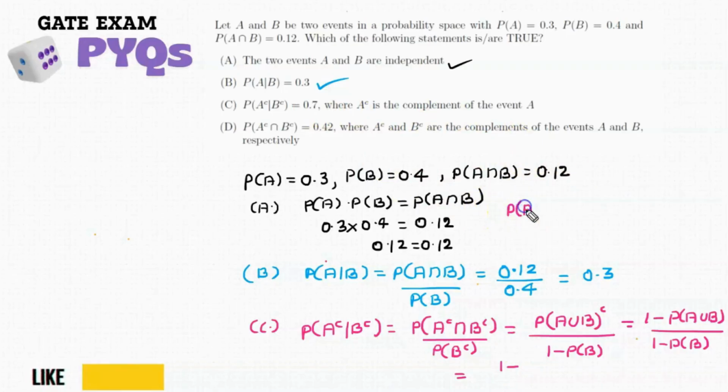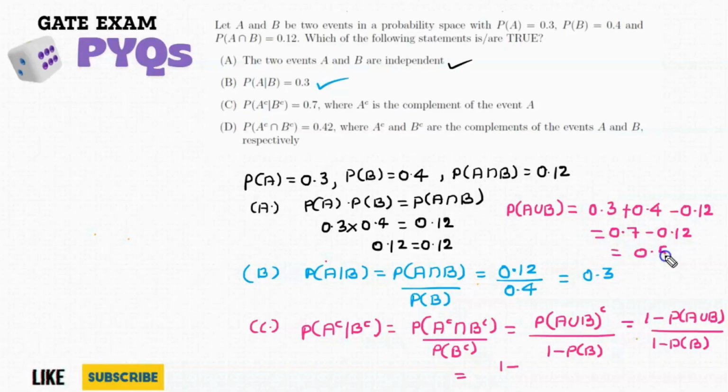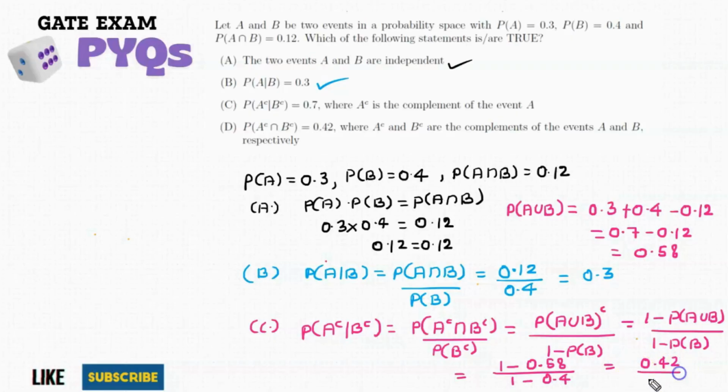So to get the union probability, we can use the inclusion-exclusion principle, that is, the probability of A plus B minus the intersection. So this is 0.7 minus 0.12. What we get is 0.58. So 1 minus 0.58 divided by 1 minus the probability of B, which is 0.4. Simplifying this, we get 0.42 over 0.6, which gives the answer 0.7. So yes, the third option is also correct.